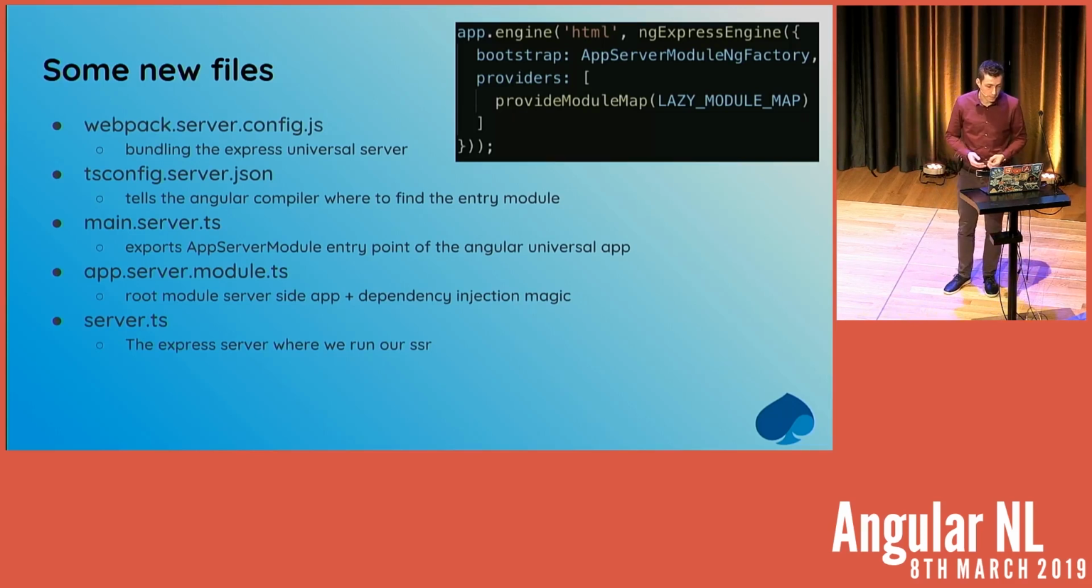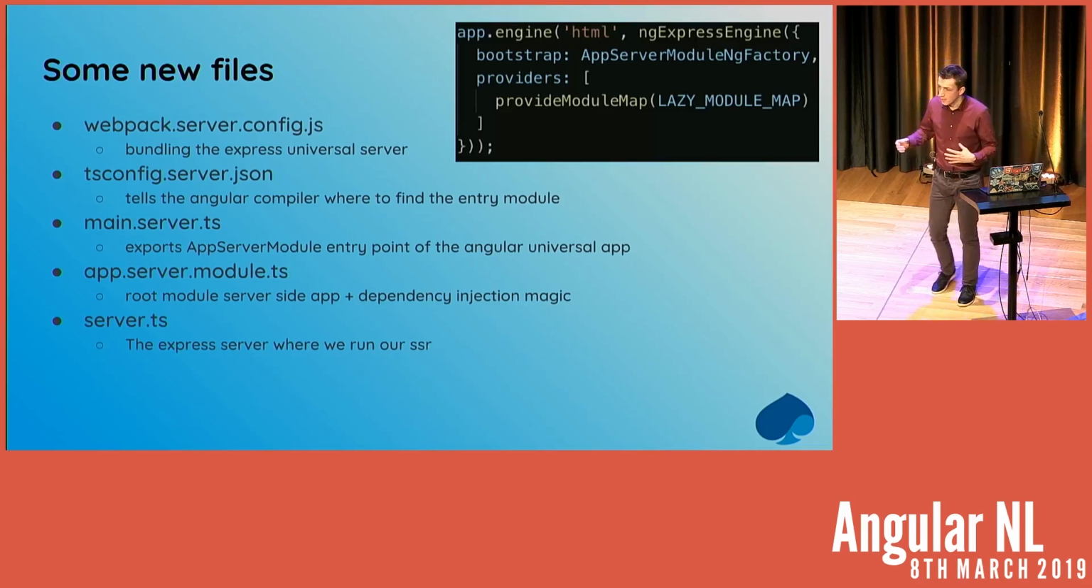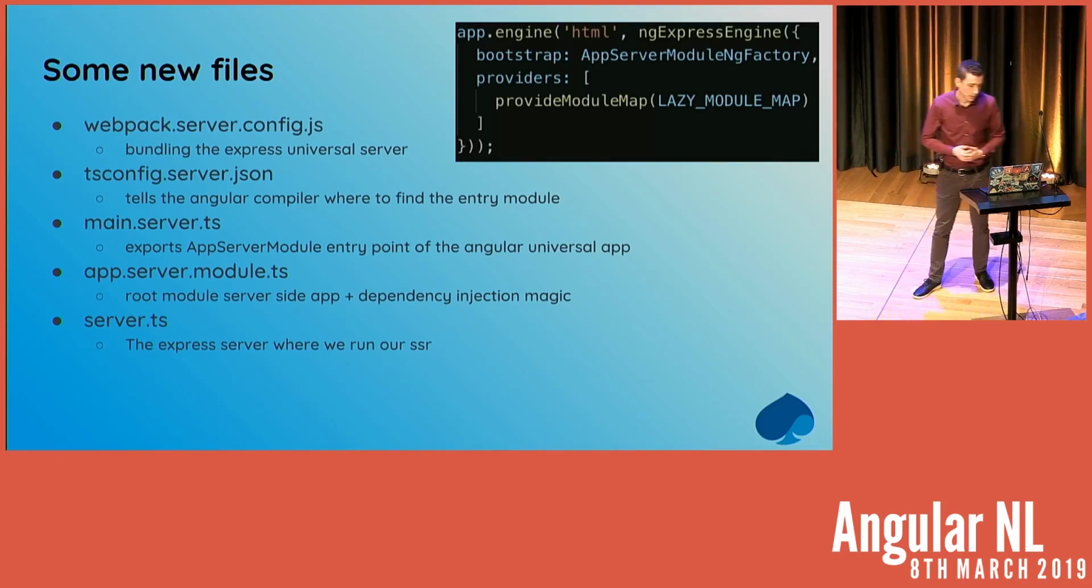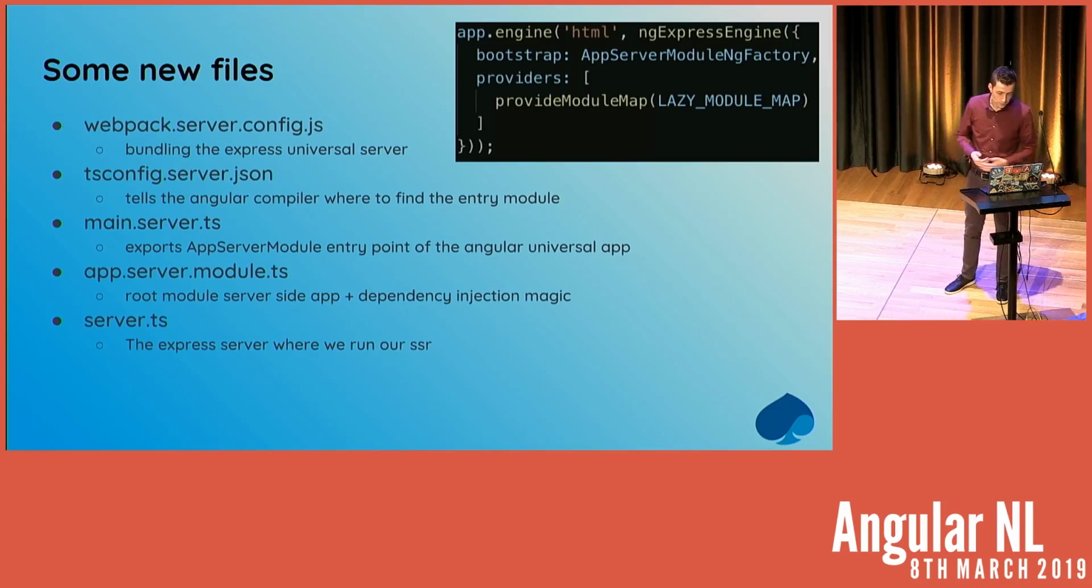And then we have the main server, which exports the app server module. And the app server module is quite interesting. What's happening there is that it will get your client app, and then it will inject all the Angular dependencies that are needed for server-side rendering. Where the client-side rendering was happening, it will be changed to the server-side version of it. And then you have the server.ts, which is basically our Express server.